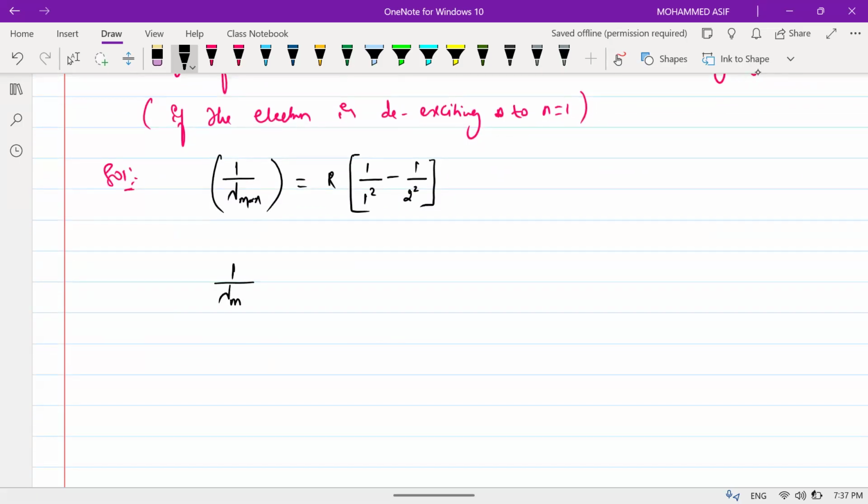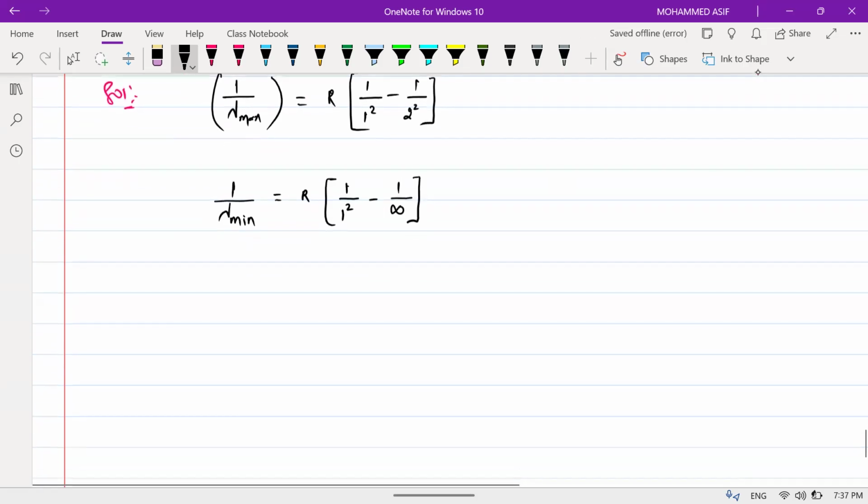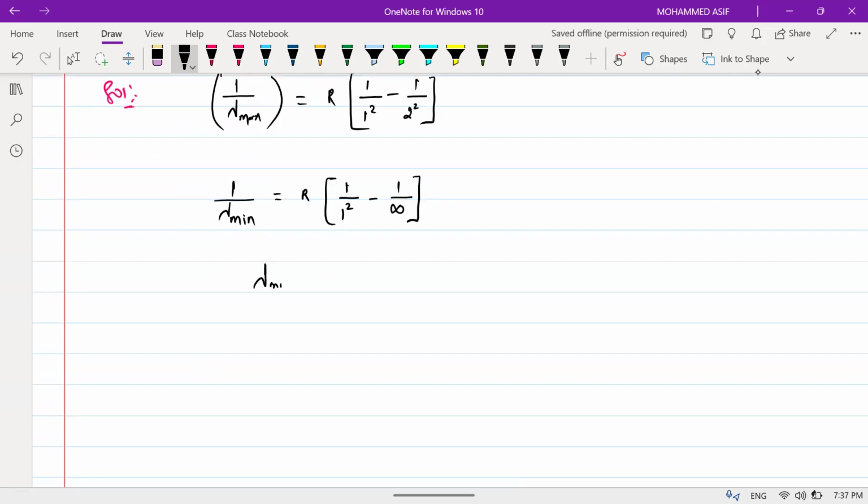Then for minima, can anyone tell me? 1 by lambda minima will be equal to again R into, N1 is coming to the first orbit. When it is lambda minimum, that means it should be infinity. Isn't it? So if I take the ratio of this one, lambda minima divided by lambda max, that will be equal to 1 minus 1 by 4 divided by 1. So this will be equal to 3 by 4. Clear?